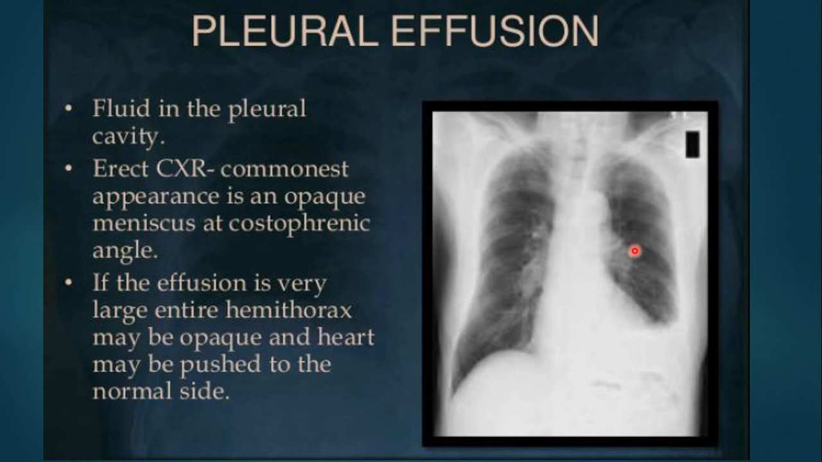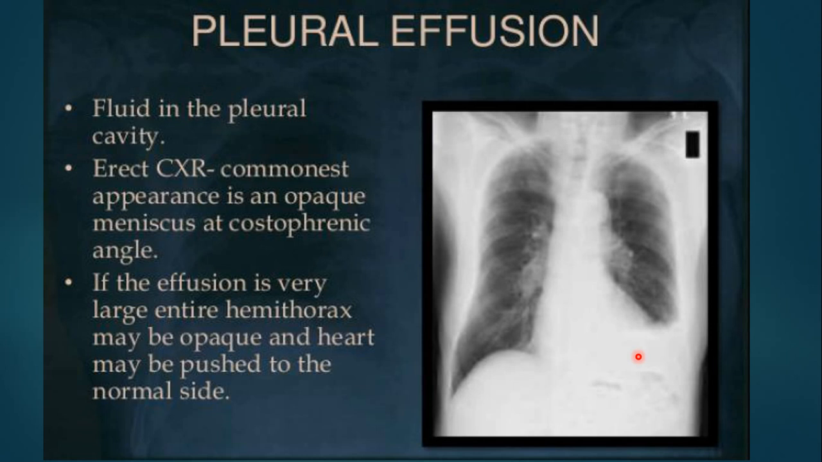So the erect chest X-ray, the commonest appearance we will see is an opaque meniscus at the costophrenic angle, just like here. You can see meniscus at the costophrenic angle, and the costophrenic angle will be obliterated, and the cardiac silhouette is also not seen. The heart is silhouetted, and we say the most common cause of an abnormality silhouetting both the heart and the hemidiaphragm is the pleural effusion.